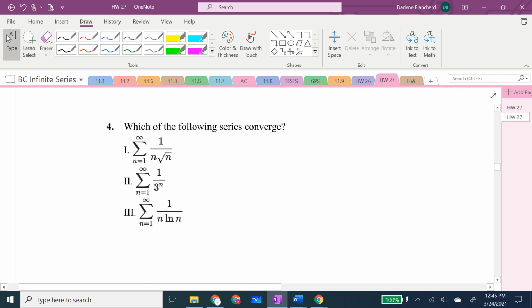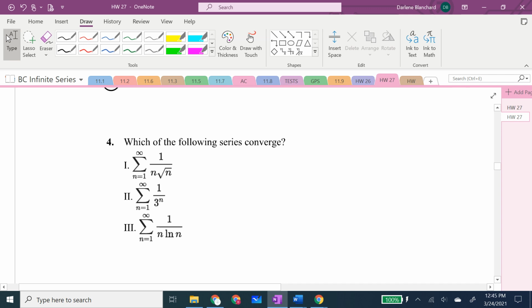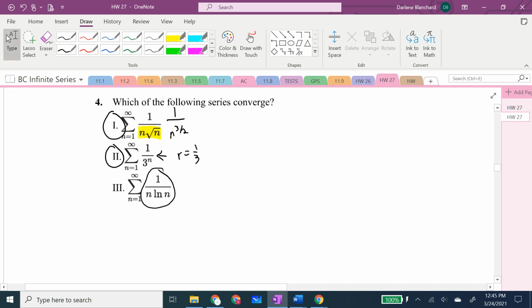We did 3, 4. Which of the following series converge? You want to notice that this is a P series where P is 3/2. That's a converge, yes. This is a geometric series where R is 1/3. It converges. And then this one. I might be able to figure out an inequality that will work with this, but I'm going to head over to the integral test, and I'm just going to do a quick check with the integral test.